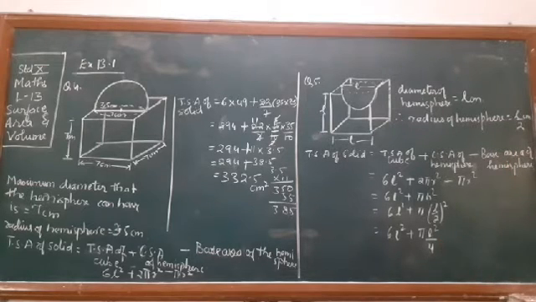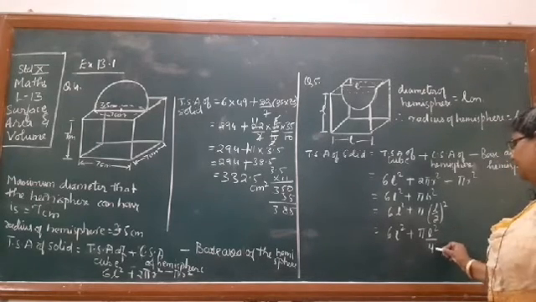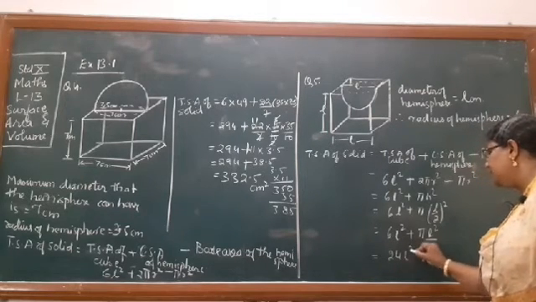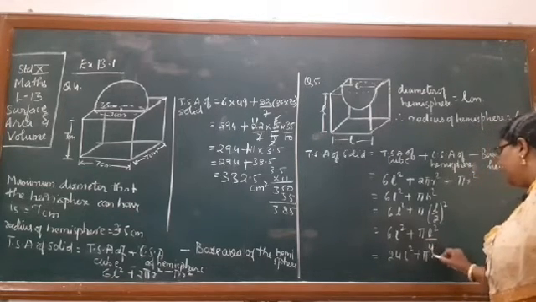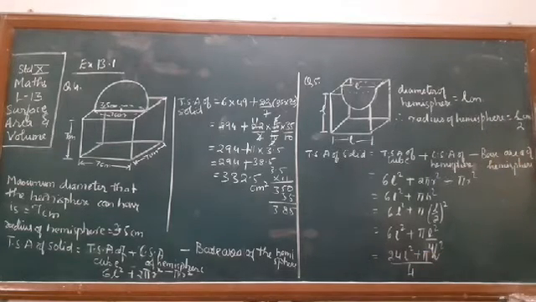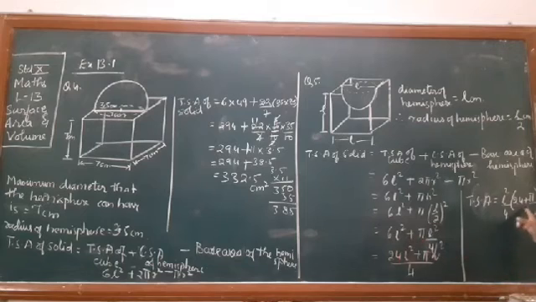You get it like this. Now L square is here, 4 is there, so if I take the LCM it becomes 24L square plus pi L square by 4. If I take L square by 4 common, I will get 24 plus pi. So you get your total surface area as L square by 4 into (24 plus pi). Copy down.